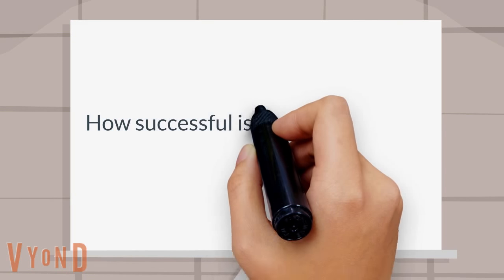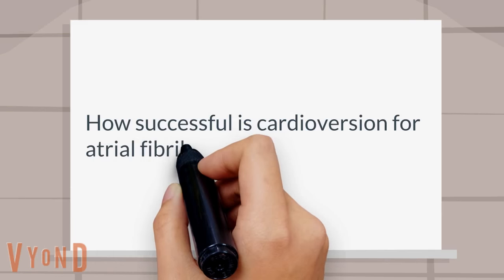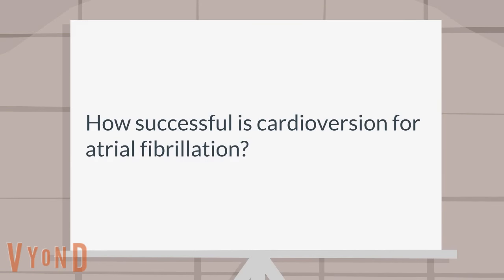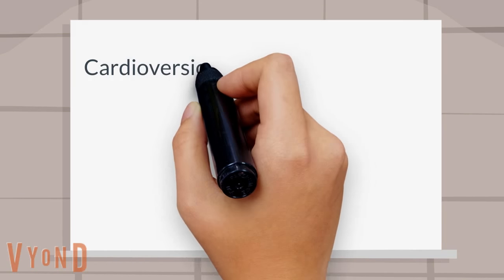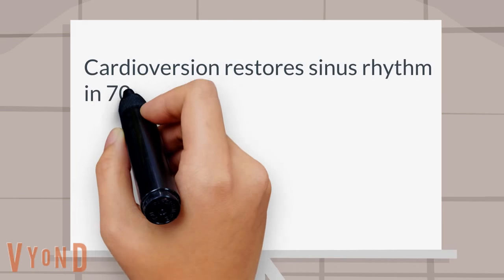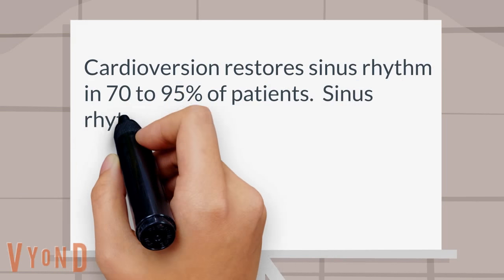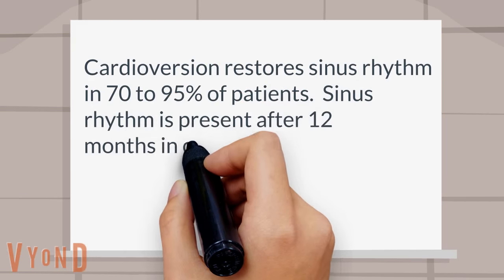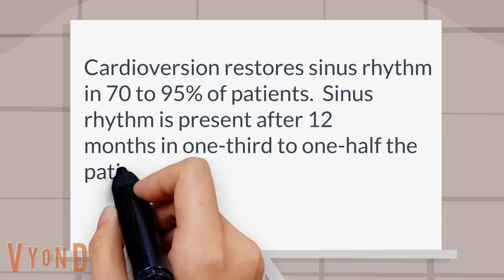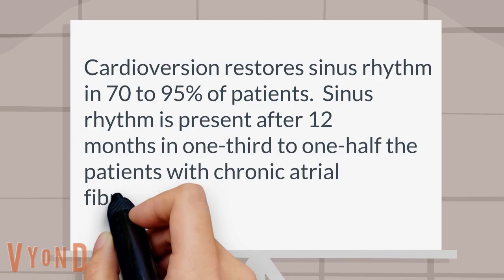How successful is cardioversion for atrial fibrillation? Cardioversion restores sinus rhythm in 70 to 95% of patients. Sinus rhythm is present after 12 months in 1/3 to 1/2 the patients with chronic atrial fibrillation.